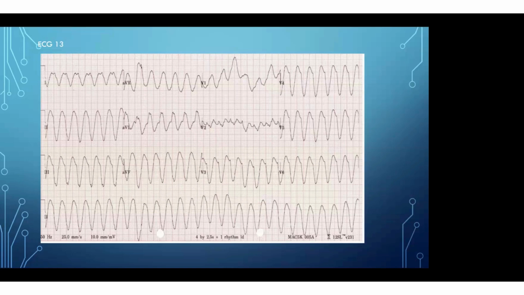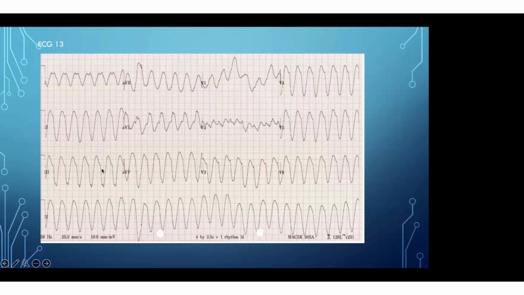It won't be SVT with aberrancy because of AVR positivity, axis shift, concordance in V1 to V6, only negative or only positive, and AV dissociation in the form of fusion beat or capture beat. And then you can see AV dissociation in between also: P waves in between, falling on the QRS, can also be seen.